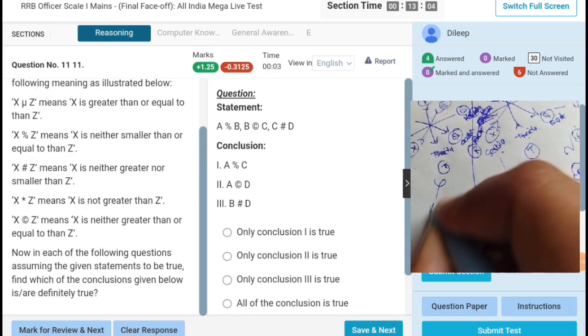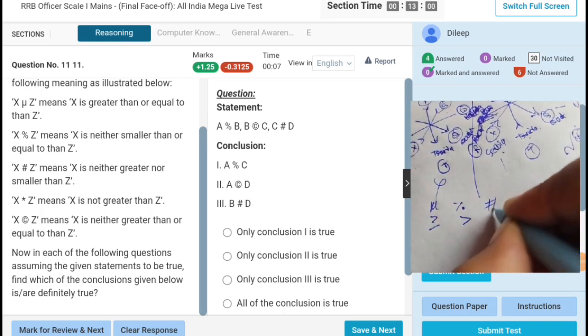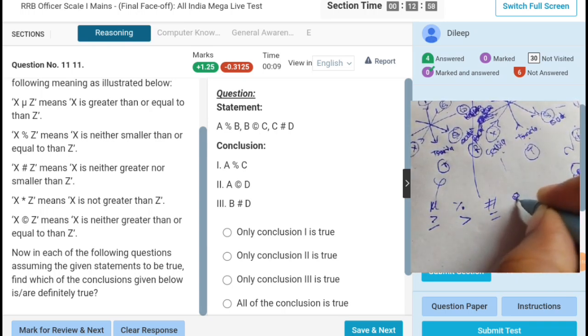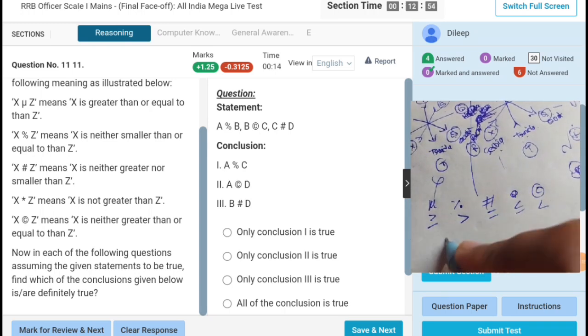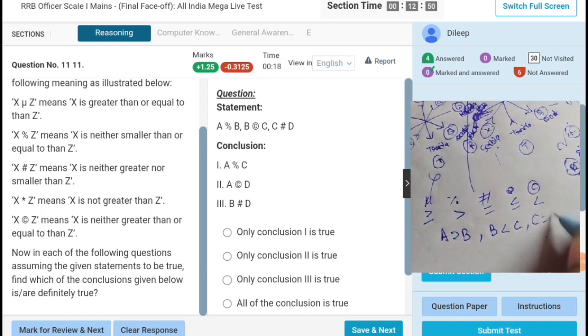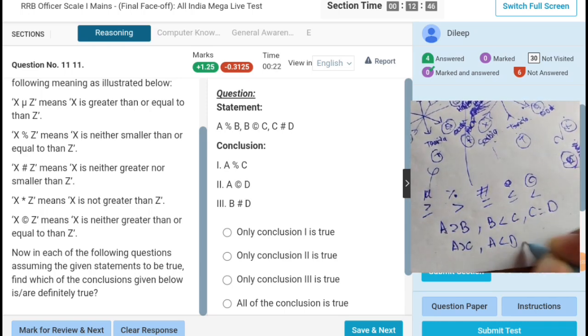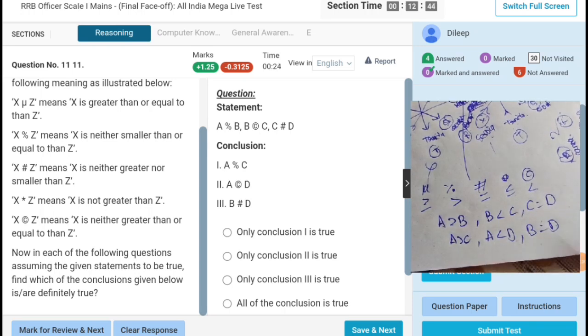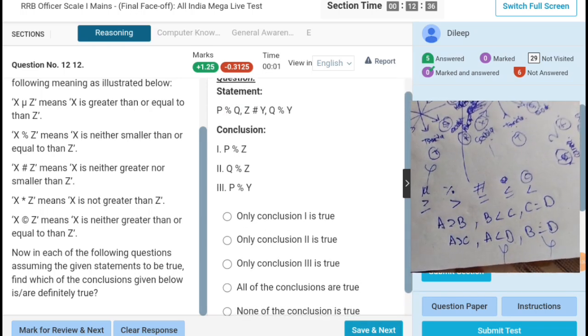Now the inequality questions. Less than. A greater than B, B less than C, C equal to D. A greater than C, A less than D, B equal to D. So none of the conclusions is true.